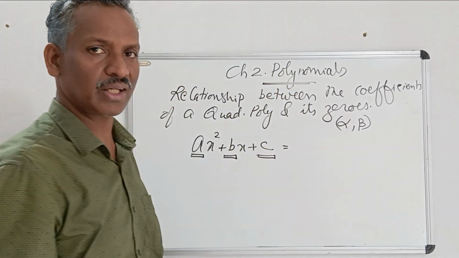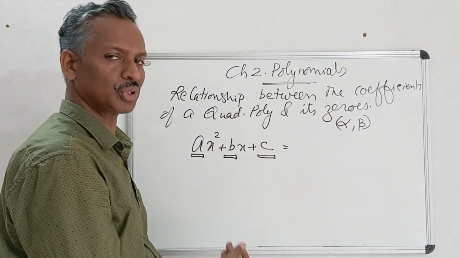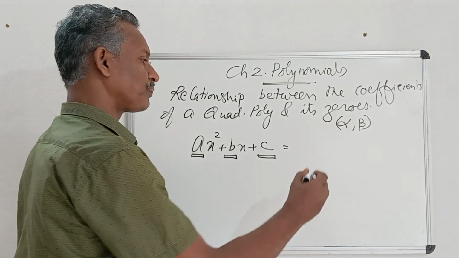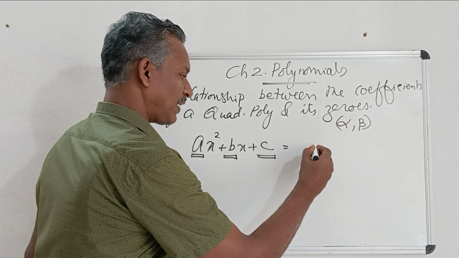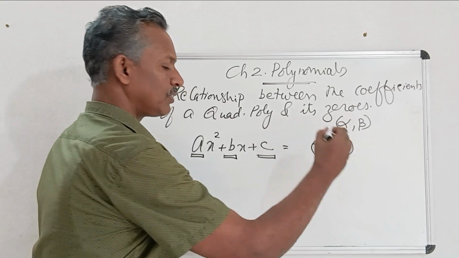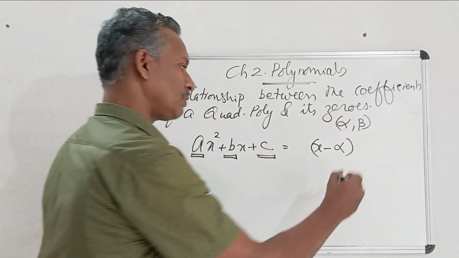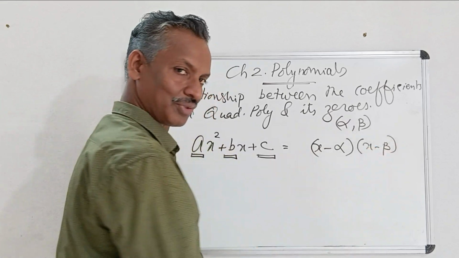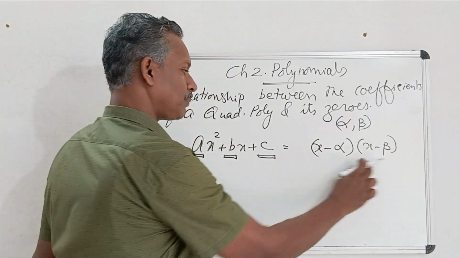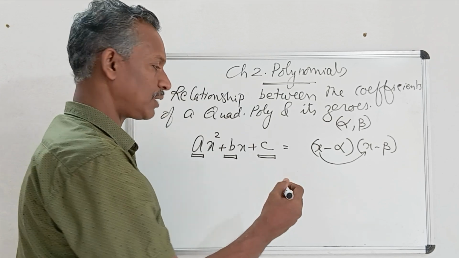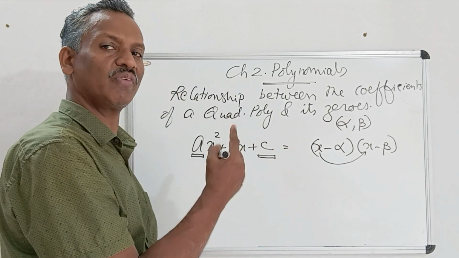since it is quadratic, it will have maximum 2 zeros. So let the zeros be alpha and beta. Therefore, their factors are like this. x minus alpha is one factor, x minus beta is the other factor. But if you multiply this, x into x is x square. That means the coefficient of x square is always 1.